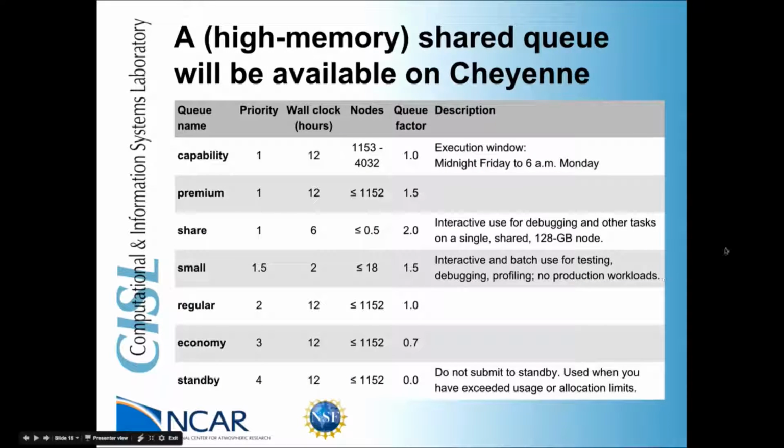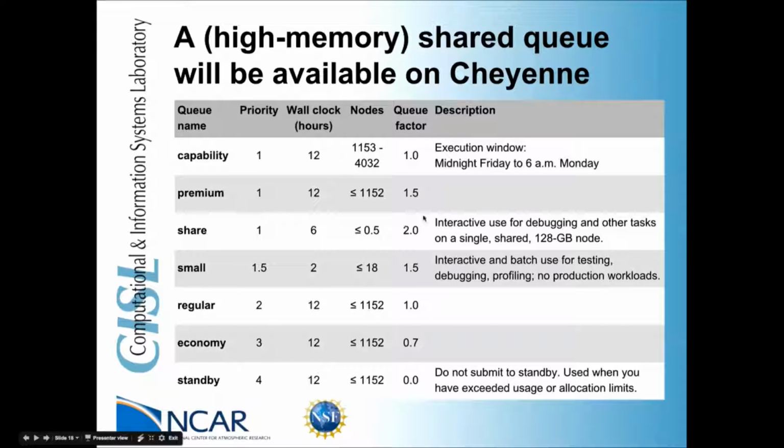Okay, so where can you run these things? This is the list of queues. It's very similar to what we have on Yellowstone. There are a couple small changes, but overall, you'll have the capability queue, which is an off-hours queue. There's the premium queue, which has a higher queue factor, meaning that your charge is a little higher, but it also allows you to have higher priority.